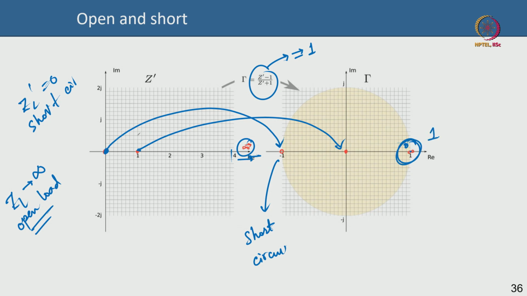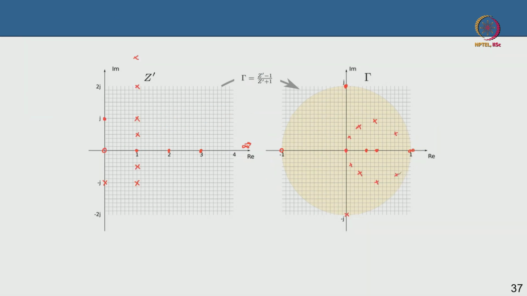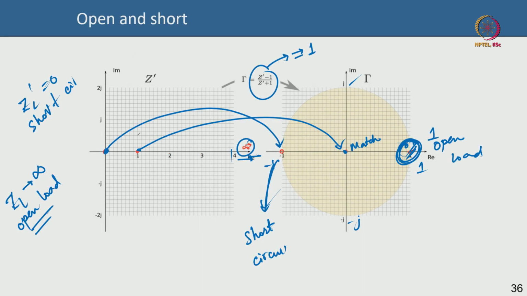So in the circular plot, this is 1, this is minus 1 on the real axis, by the way, this is imaginary j, this is minus imaginary j. This point corresponds to the open load. This point corresponds to the short load, this is the matched load. Can you see that? So, step by step, I am transforming the rectangular plot to the circular plot, alright.